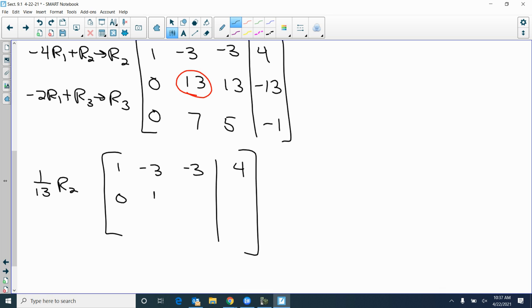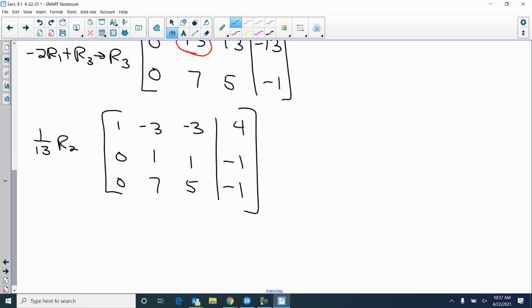I get 0, 1, 1, negative 1. 0, 7, 5, negative 1. Can you get fractions in this? Yes, but you hope you don't. And if things start looking too crazy, you probably made a mistake. All right, we made that a 1.